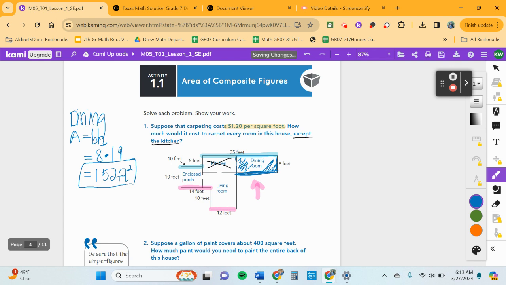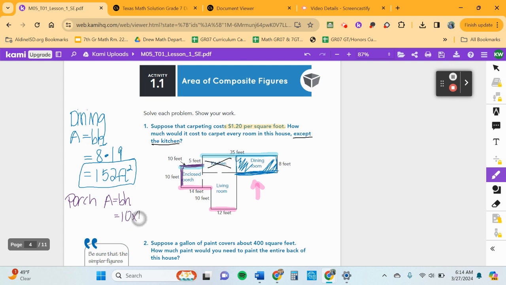Still not done. We've done one room. Now we have to do 2 more. So let's do our enclosed porch next. Again, keeping my work organized. So we've got the porch. That is a rectangle. So area is equal to base times height. Now let's find those measurements. I can clearly see the top is labeled as 10 and my side is clearly labeled as also 10 feet. So 10 times 10, that's an easy one. What do we get? 100 feet squared.